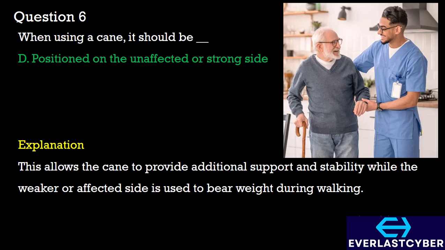The cane should be positioned on the strong side because it will allow the cane to provide additional support and stability, while the weaker or affected side is used to bear weight during walking. The cane should be held in the hand on the strong side to assist with balance and to reduce strain on the weaker side.